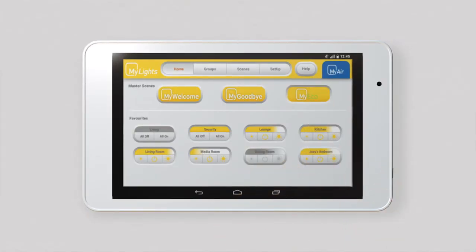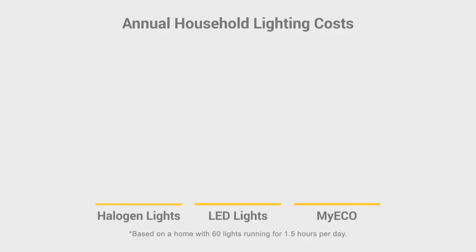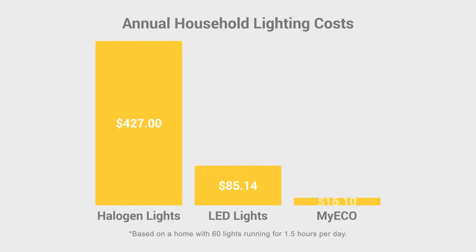My Eco is how you save money without even trying. Your lights will run at a maximum of 80%. You'll barely notice the difference in brightness. However, you'll save over 40% on your lighting costs. And that's on top of the 80% you're already saving by choosing LED lights over halogens. As this graph showing annual lighting costs shows, it pays to be green.